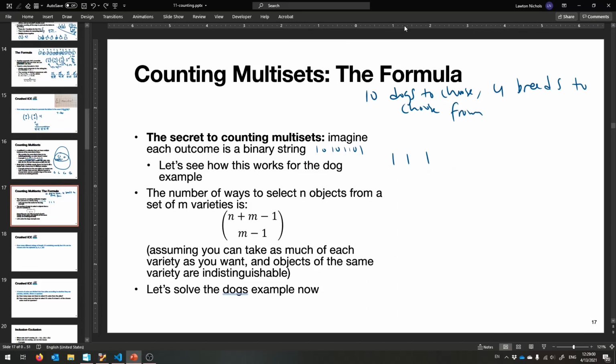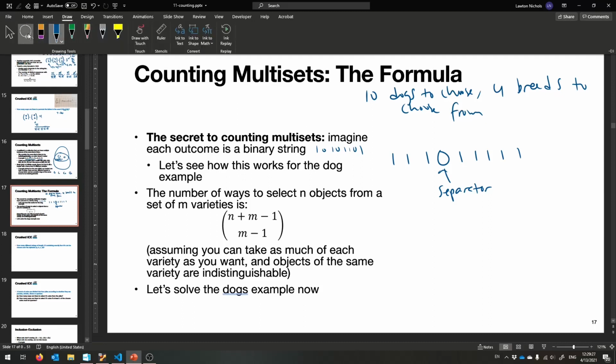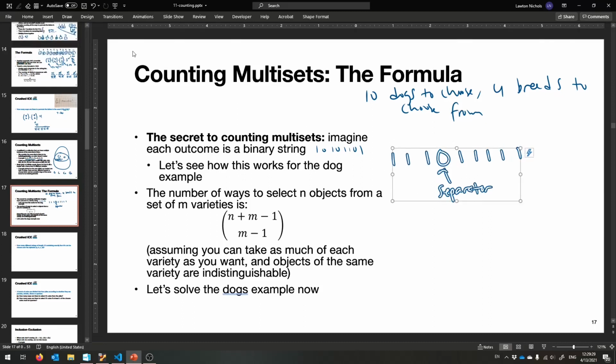Let's choose how many labs I want. Let's say that I want 5 labs. How do I represent the fact that I'm changing my choice from golden retrievers to labs? I can just put a 0. This separates the breeds. This separates my choices. The 0 is just a separator. I think it's spelled "separator." Sorry if I spelled that wrong. That is the key right there, that 0.